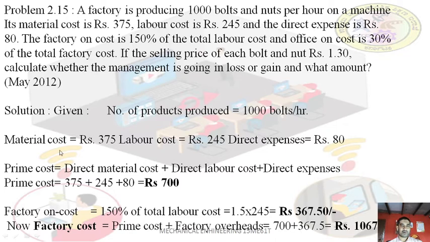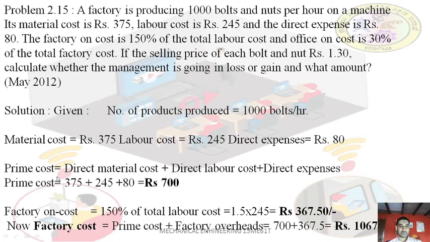Next, the factory on cost. In the problem, it is given as 150% of the total labor cost. Total labor cost is nothing but the direct labor cost, as no indirect labor cost is mentioned. So direct labor cost is 245. 150% of 245, that is 1.5 times 245, will become 367.50. That is nothing but the factory on cost or factory expenses.